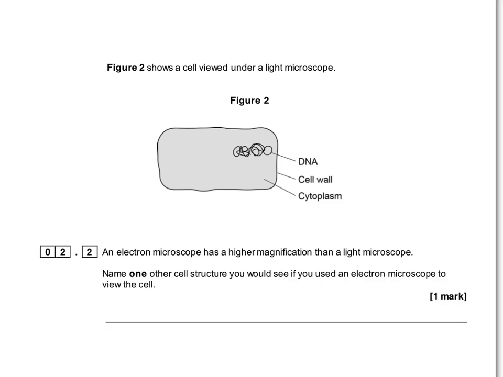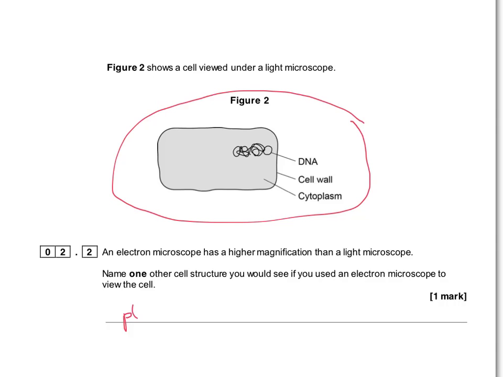An electron microscope has a higher magnification than a light microscope. This shows you what a prokaryotic cell would look like under a light microscope. You've got to say one other structure that you'd see if it was an electron microscope. Well, you are most likely to see a plasmid, and just for your information, a plasmid is a circular bit of DNA, something like that.